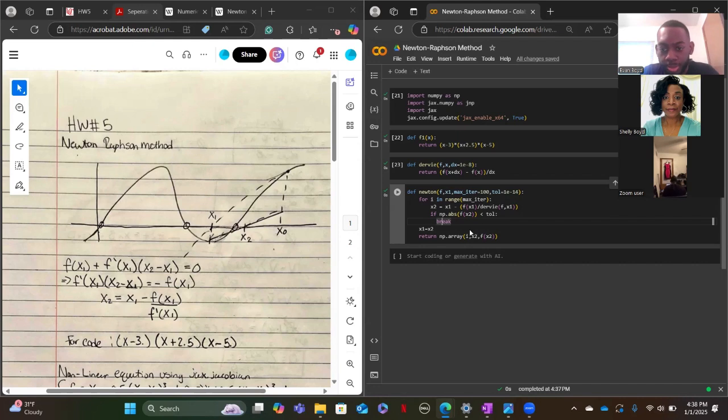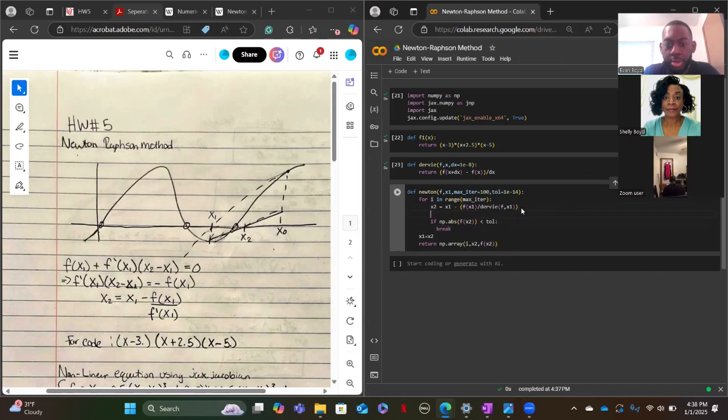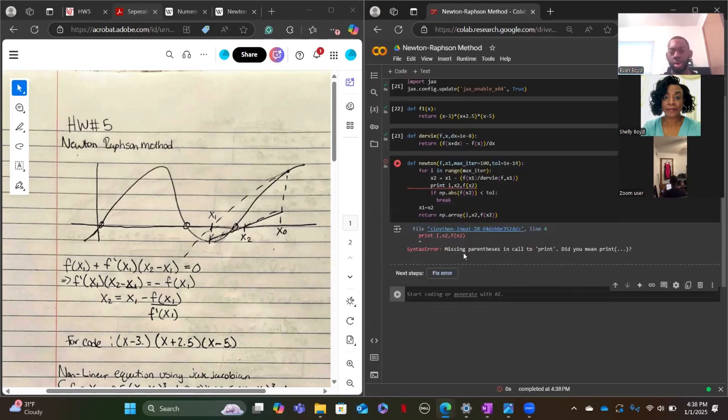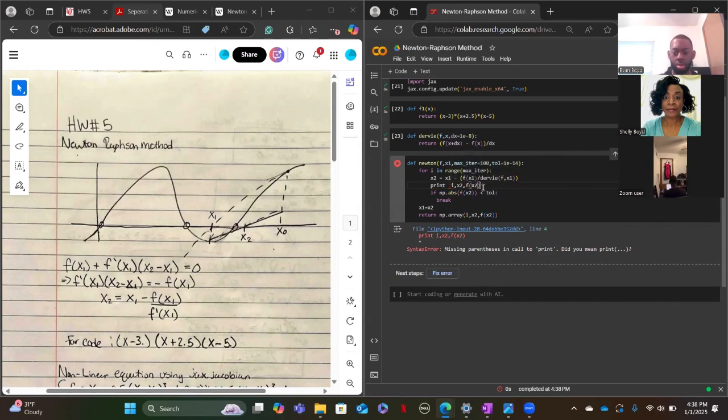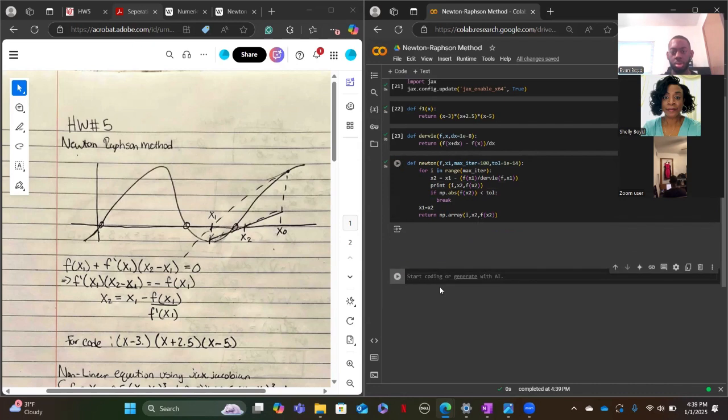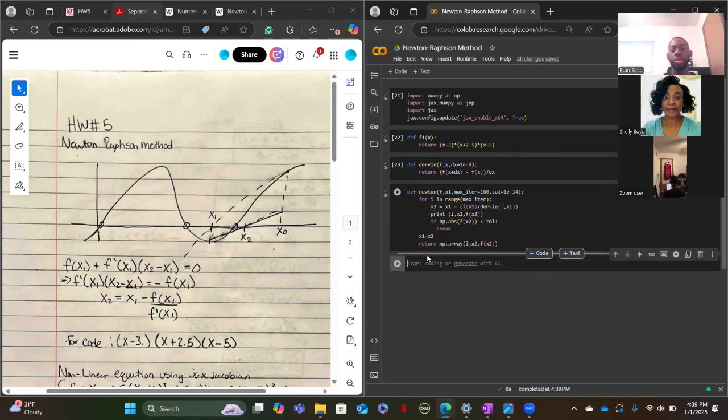And then we also want to print this out as well, so we know how many iterations our new function goes on for. Okay. Oh no, my bad. It's just supposed to be in the bracket. I should have just kept it in the bracket. There. All right.